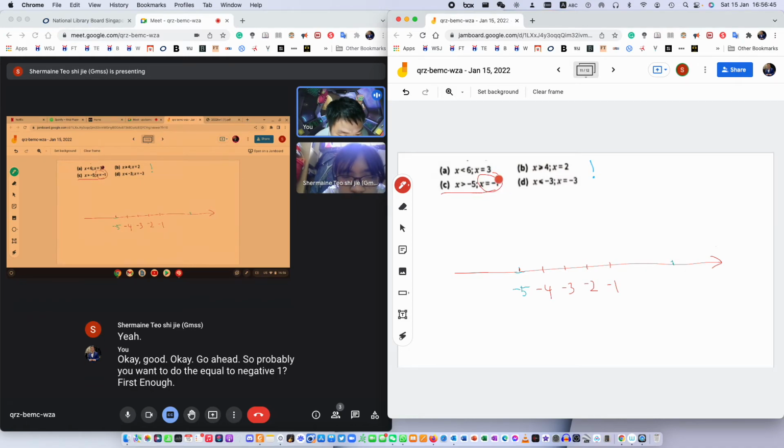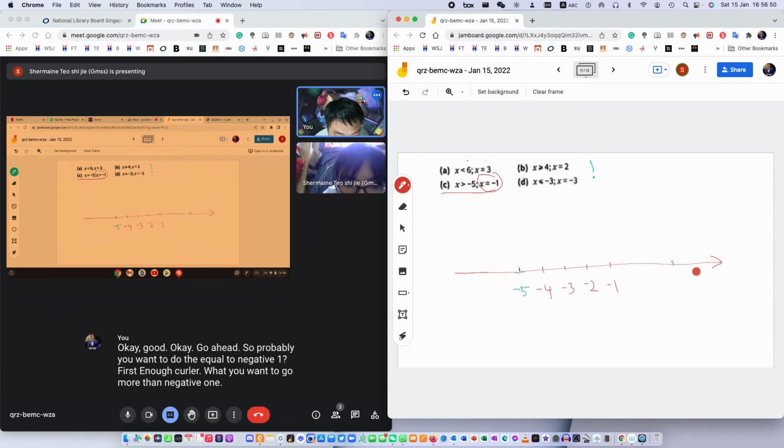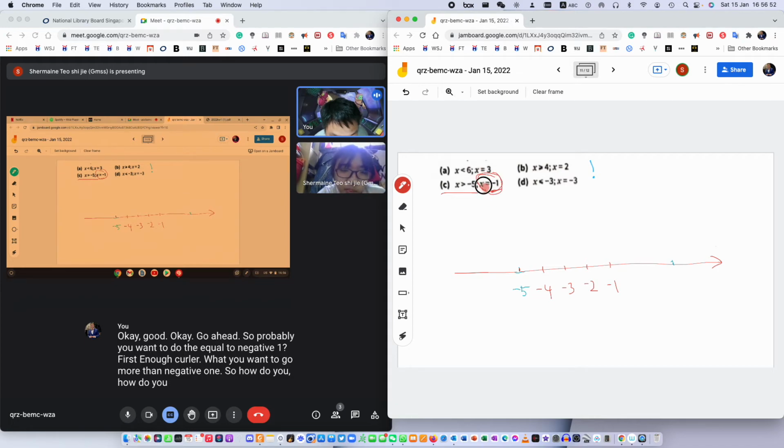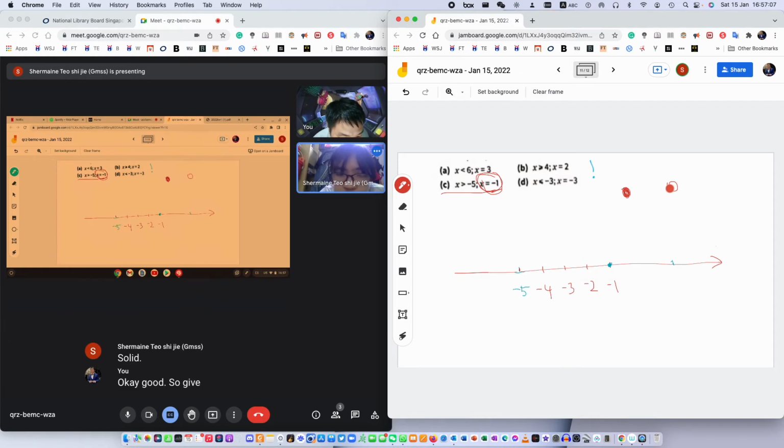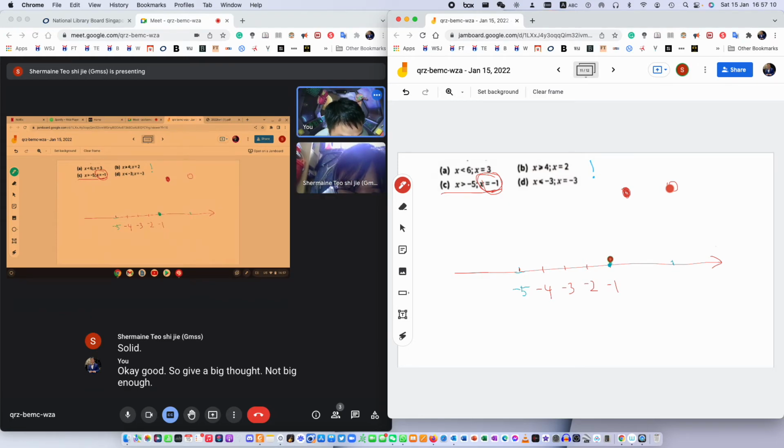Enough, that's fine. Why do you want to go more than negative 1? So how do you locate, how do you represent x equals to negative 1? Number 1, solid. Is this called solid, or hollow? Solid. Okay, good. So give a big dot. Not big enough. Big and round dot. Go. Yes, very good. Label.